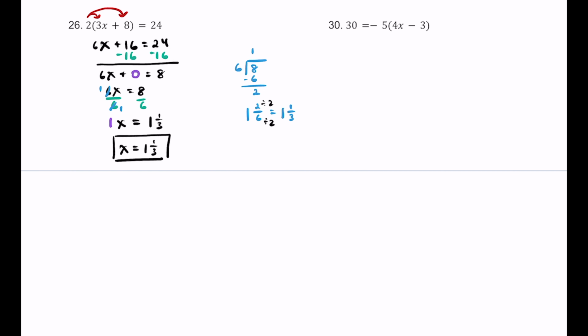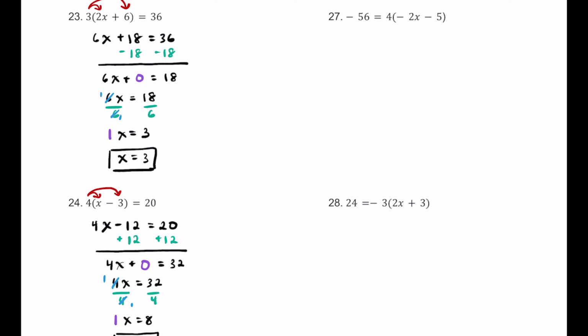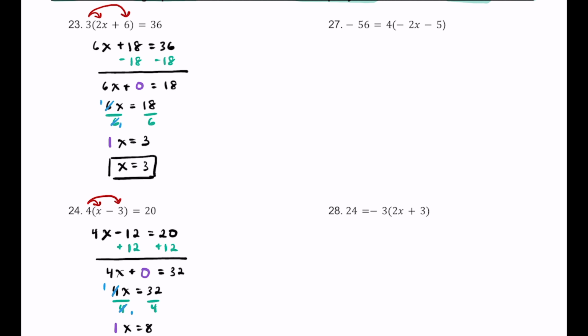All right, let's check out the last few here. So on to 27. First thing is going to be distributing this 4 to this negative 2x. So on the left side, this negative 56, we're just going to leave alone. On the right side, 4 times negative 2x is going to be negative 8x. And distributing this 4 to this negative 5 is going to be negative 20. So go ahead and write minus 20.